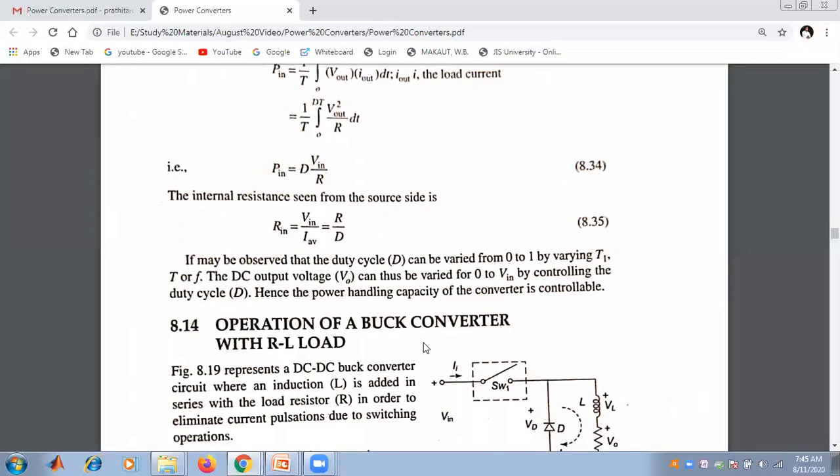Another operation of the buck converter is with an RL load. With the RL load, we will discuss the operation of the buck converter.